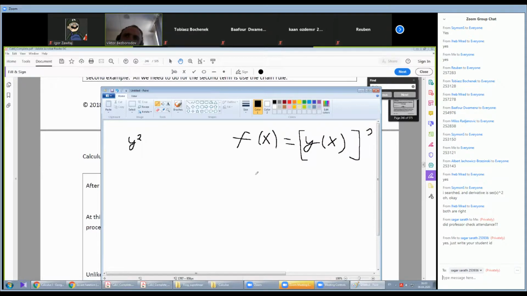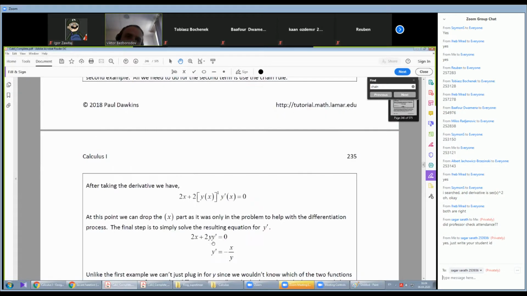So this is a composite function, so f prime equals 2y, which is the derivative of the outer function applied to the inner function, right? Because the inner function is y, and the outer function is, let's say, z squared. So it's going to be 2y times y prime, right? This is the chain rule. This is what we used here to find this expression.